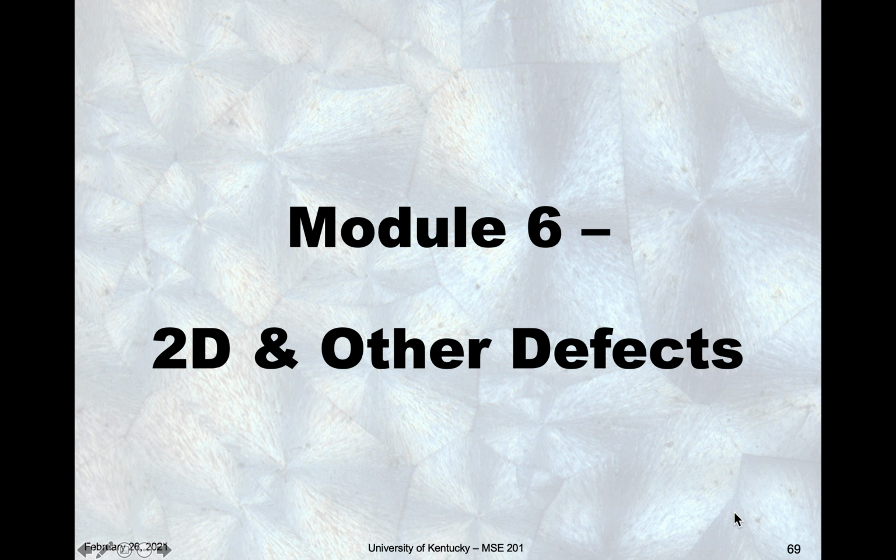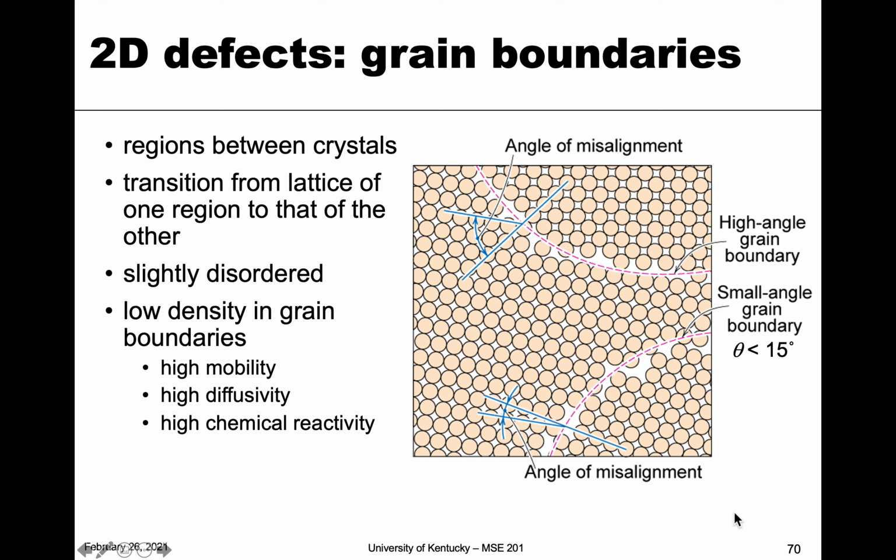All right, so far we've talked about zero-dimensional point defects and one-dimensional line defects, or dislocations. Here I want to talk about the rest: two-dimensional, three-dimensional, and other defects in other materials. One type of two-dimensional defect is the grain boundary that we talked about before.